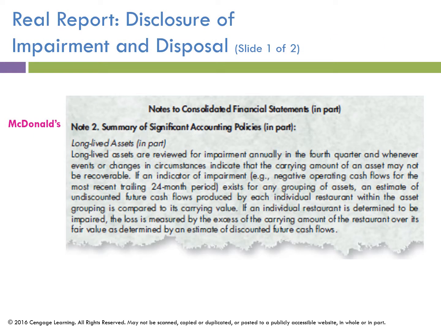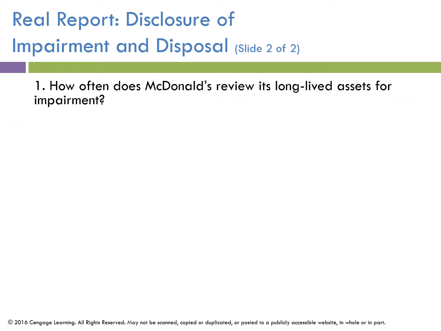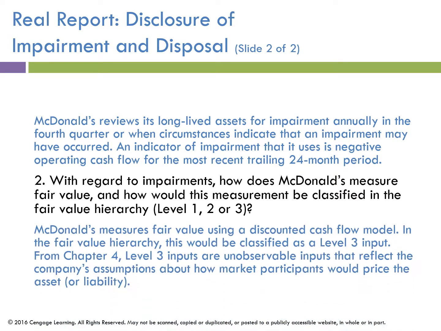Okay. Impairment and disposal disclosures must be made in the summary of significant accounting policies. There's McDonald's. And you could answer some questions about that.